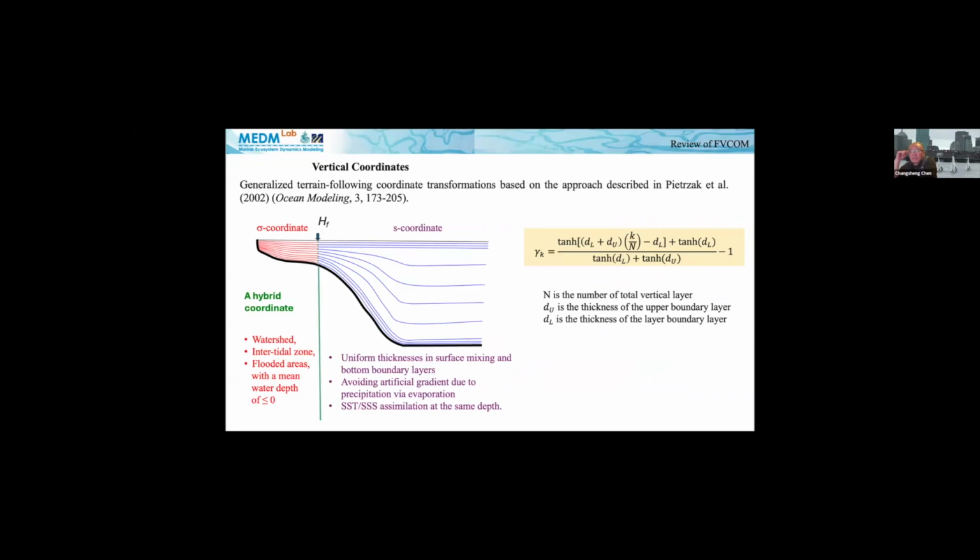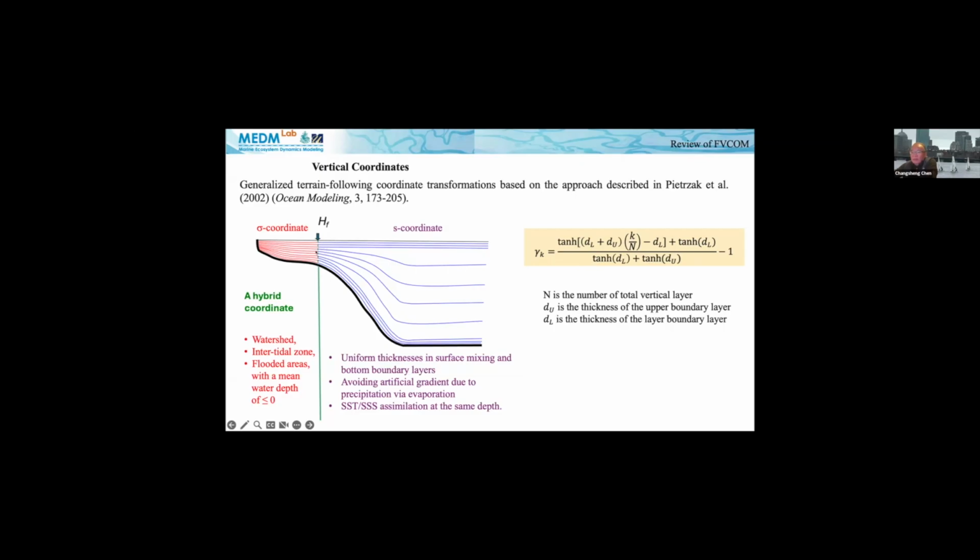When FVCOM was developed, we included a generalized terrain-following coordinate transformation, based on papers. The coordinate system uses this formula, where you can choose the upper layer and the lower layer, so you can choose the thickness and thus the coordinate system.